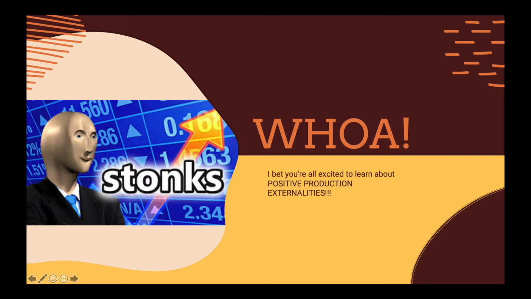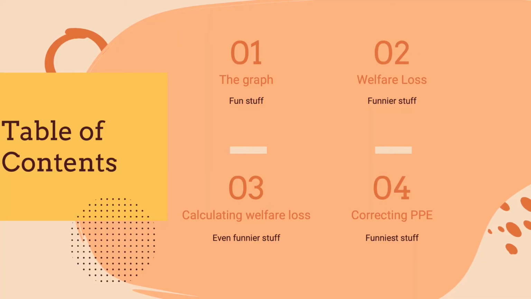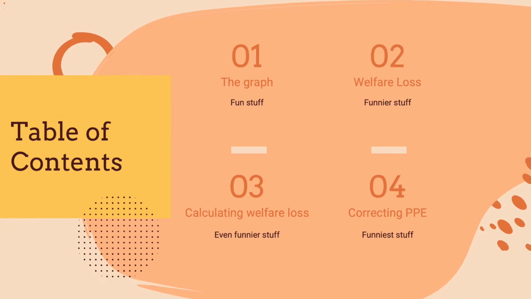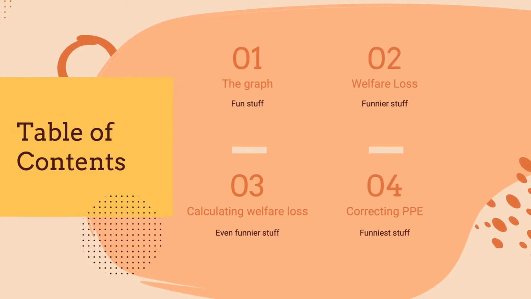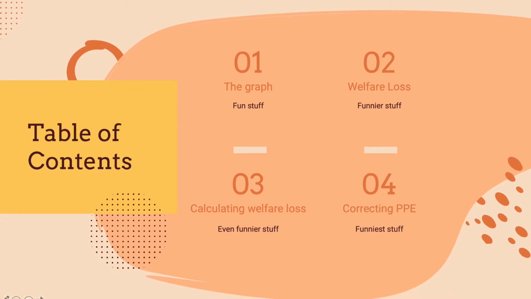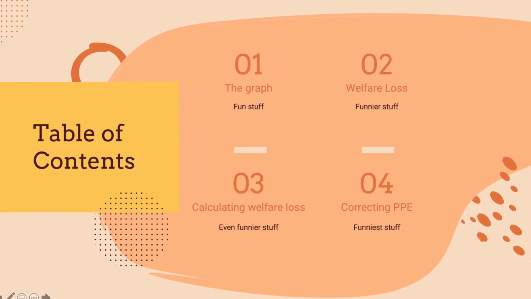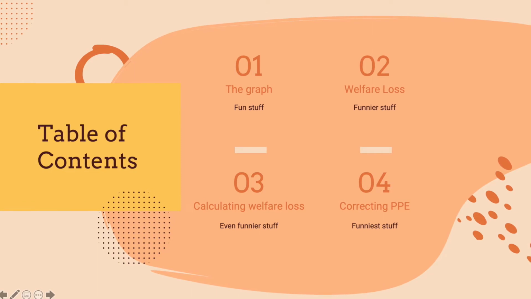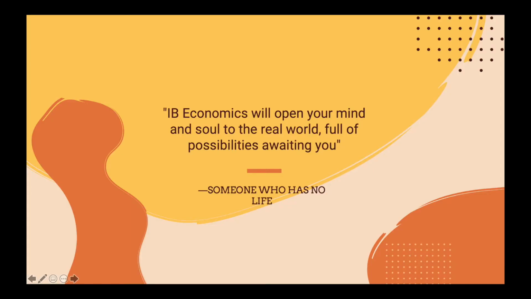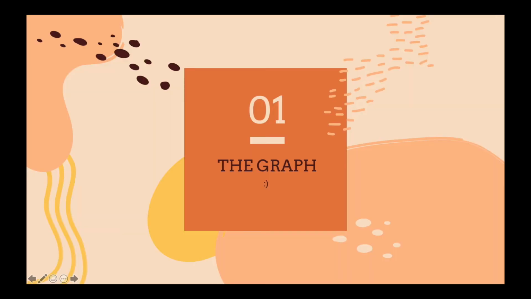So first off, Jeremy, one of them, who knows, is gonna talk about the graph and welfare loss. Then the next Jeremy, whoever it is, is going to talk about how to calculate welfare loss. Then Mia and I, Grace, if you couldn't tell, are going to talk about how to correct this. So it's just going to be an all-round fun time. So welcome. First off, we will be describing the graph associated with positive production externalities.